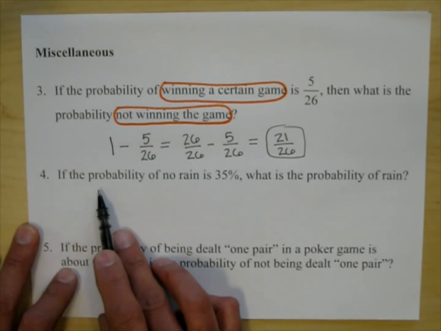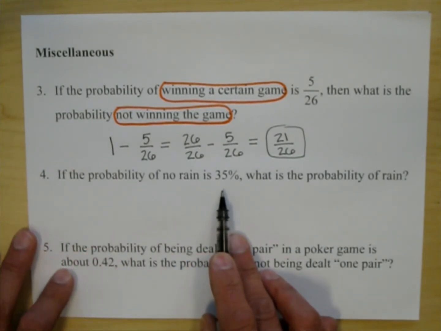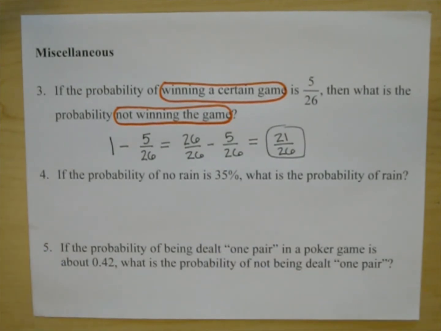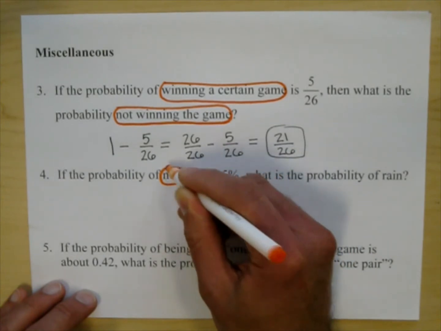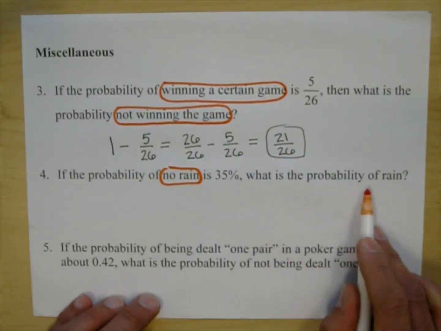Okay, if the probability of no rain is 35%, so here's an event right here, no rain. What is the probability of rain?